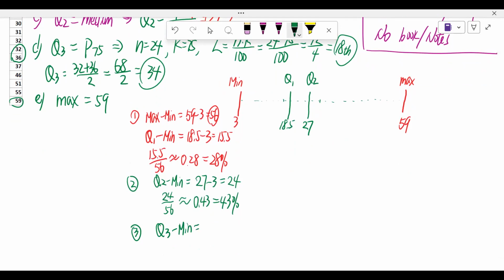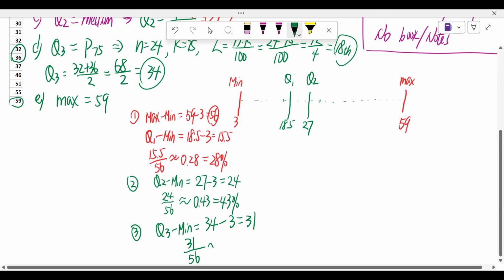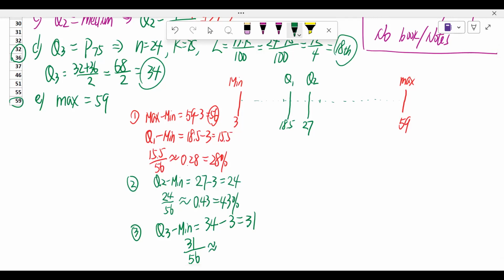Minimum. So that's going to be 34 times 3, 31. 31 over 56. Let's see what that is. And that's about 55%. Yes, that's 0.55.